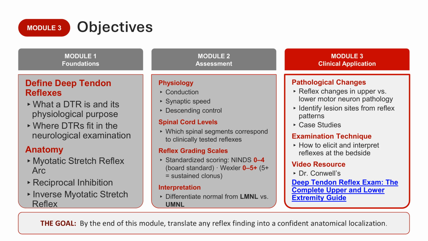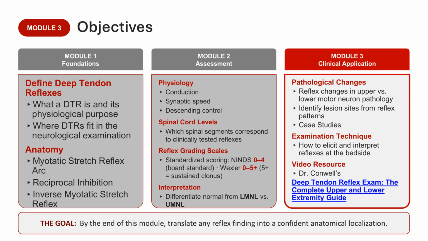In Module 1, we built the foundations. We defined what a deep tendon reflex is and its physiological purpose. We placed it within the neurological examination, and we worked through the anatomy of the reflex arcs, the myotatic stretch reflex, reciprocal inhibition, and the inverse myotatic reflex.